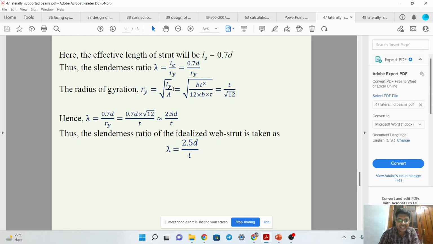So, radius of gyration: when you increase L, the slenderness ratio will increase, and when you increase the radius of gyration, then what will happen? Your slenderness ratio will decrease.